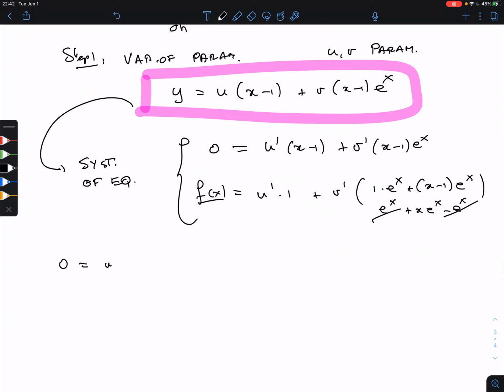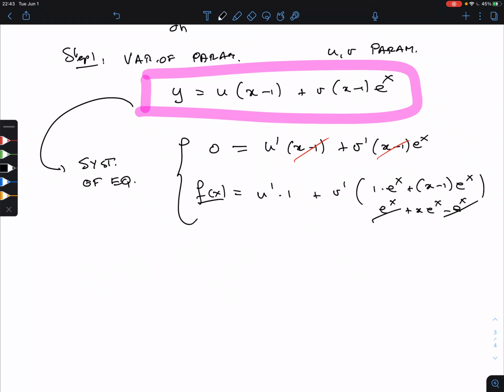u is u prime times x minus 1 plus v prime times x minus 1. Oh, okay, sorry. Let's do this before I write it. We see that we have a common x minus 1 that, of course, is nonzero, so we can cancel it out. We are allowed to do that, right? Because the only thing we are then not allowed to do is look at the point x equals 1. There will be no solution at that point. So if I do this, then the equation becomes much simpler, right?